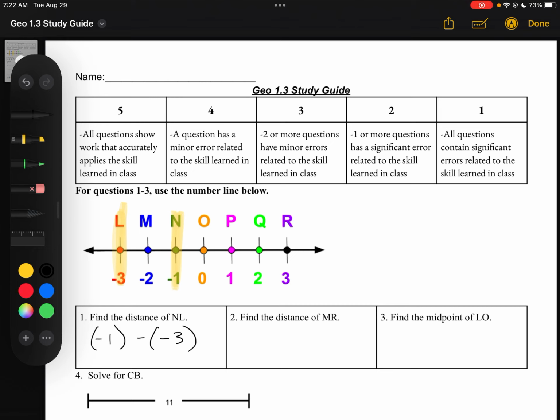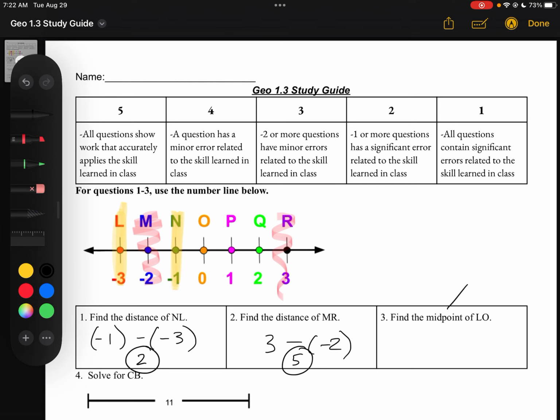You can punch that into the calculator, or you can count, or you can know that solving with two negatives cancels to be a positive. So this will be -1 plus 3. However you want to do it is fine, but we do have a final answer of 2 for this one. Second one, very similar, from M to R. So we'll take our larger term, subtract the smaller term, and we'll get a final answer of 5.